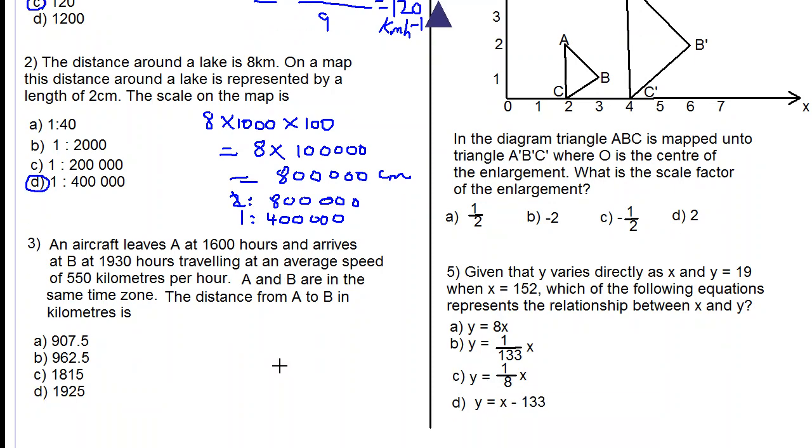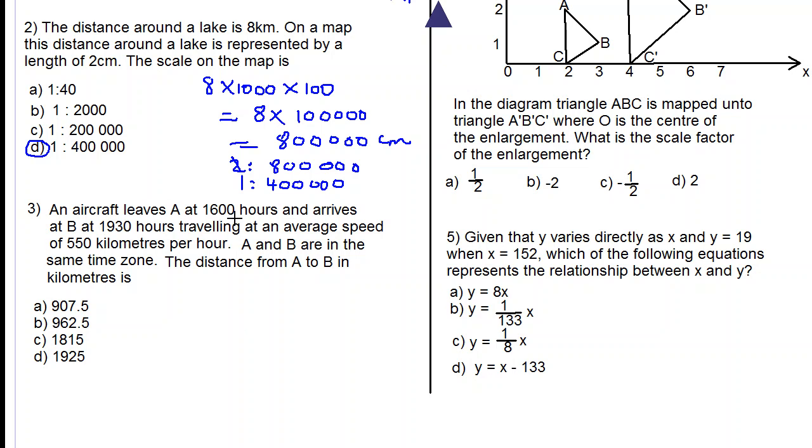Number 3. An aircraft leaves A at 1600 hours and arrives at B at 1930 hours, traveling at an average speed of 550 kilometers per hour. A and B are in the same time zone. The distance from A to B in kilometers is, so let's find out how much time it took. So 1930 subtract 1600 will give 330. So this translates to 3.5 hours. So the journey took 3.5 hours.